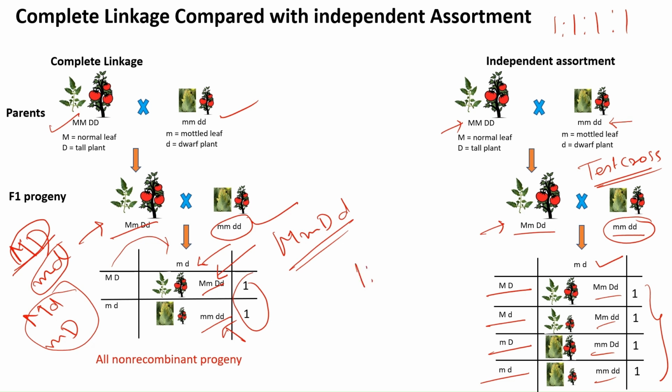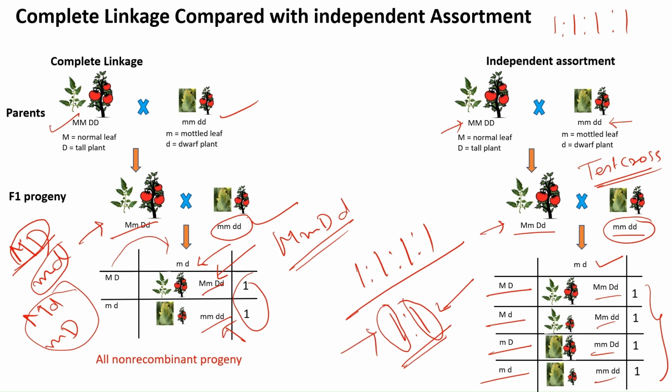So instead of getting 1:1:1:1, in case of linked genes, we are only getting 1:1, and both the characters are from parental phenotype. This will show the parental recessive phenotype. This will show the parental dominant phenotype. So we won't get the mixed phenotype, that means one character dominant and one character recessive, or one character recessive and the other character dominant. We won't get these combinations.